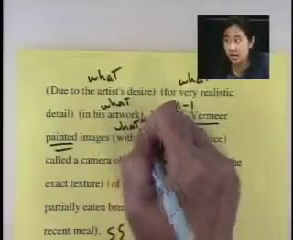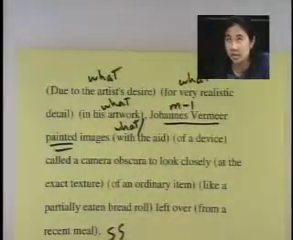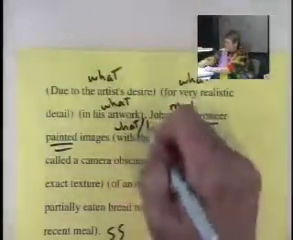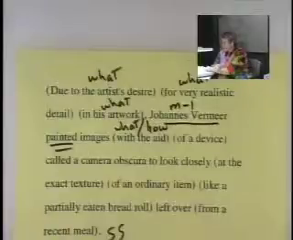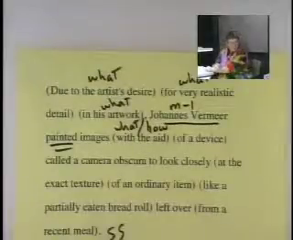What? Or, you're right, what or how? Exactly. There's a case where that prepositional phrase could have been answered accurately by either of those two questions. Of a device. Only one answer is going to work here. What?